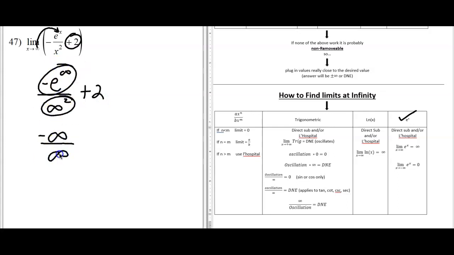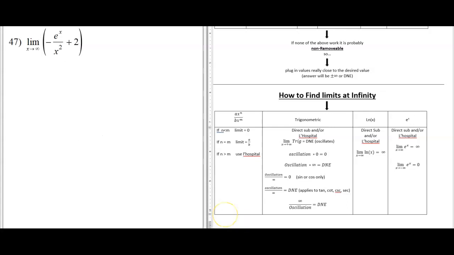That's going to be infinity. And that's an indeterminate form. We don't know what that is. So that means we have to do L'Hopital. Okay? So, therefore, by L'Hopital, we're going to say that that limit is equal to the limit as x approaches infinity of negative e to the x. The derivative of e to the x is just e to the x, so that stays the same. And the derivative of the bottom is 2x.